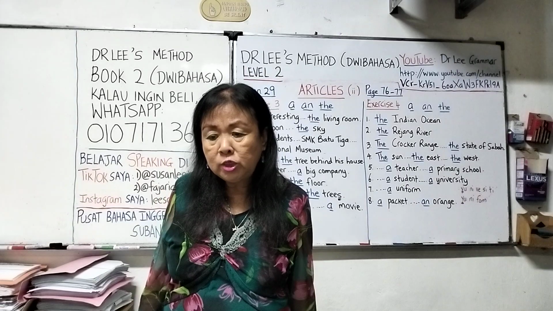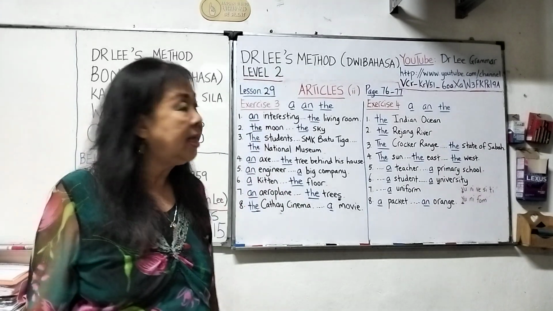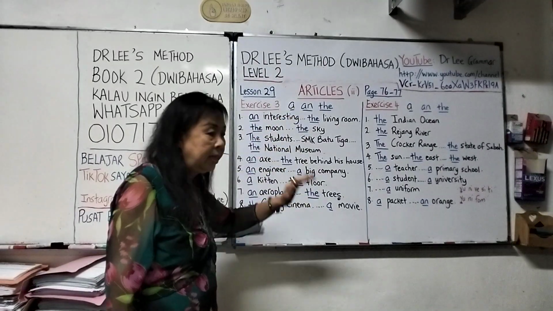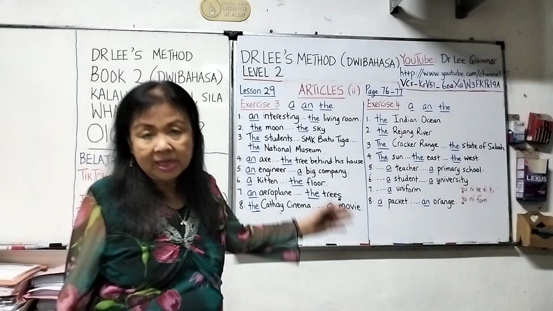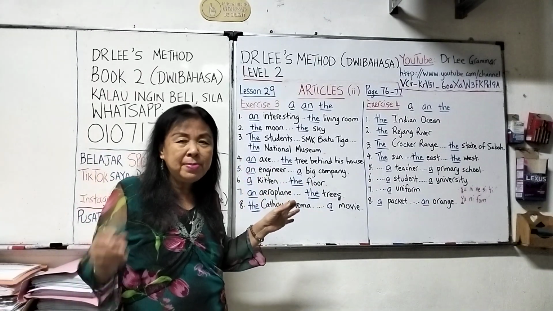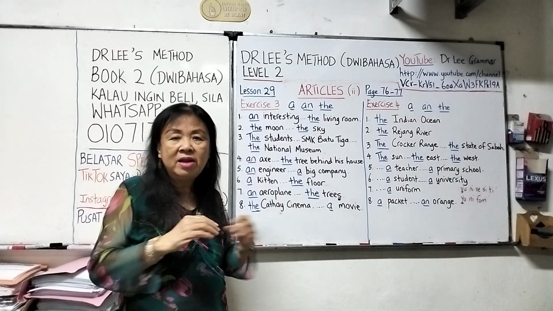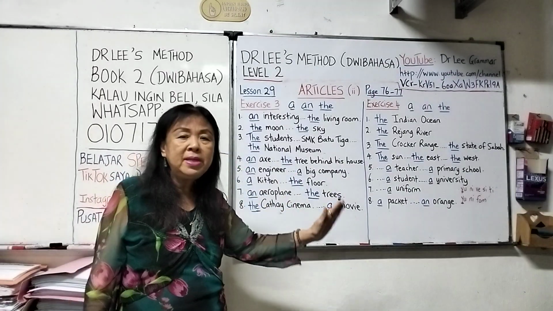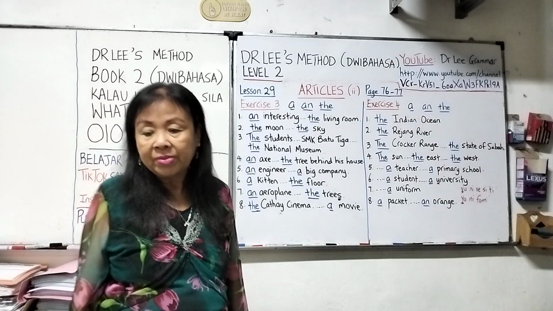So today, exercise 3, fill in the blanks with a, an or the. Let me read, because as you can see, I can only write the answers and maybe one or two keywords. I can't write the whole sentence. There's simply not enough space.